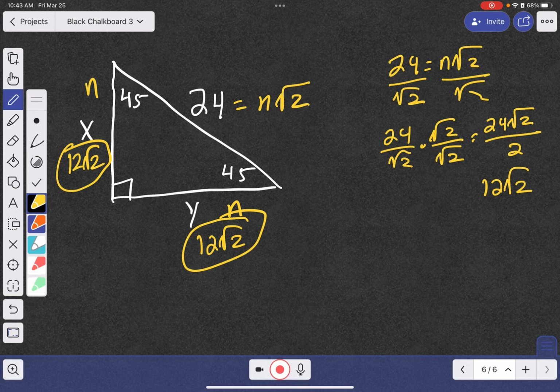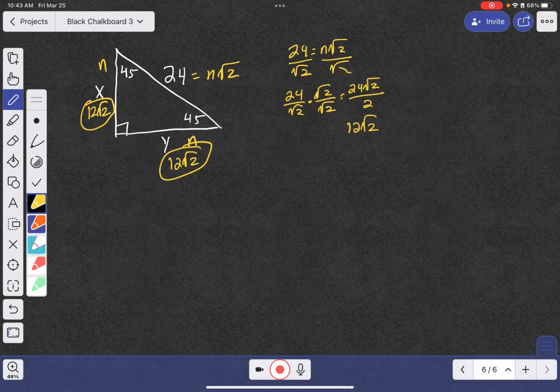Half of it times the square root of 2, if you can remember the shortcut. It's assuming you can remember the shortcut.